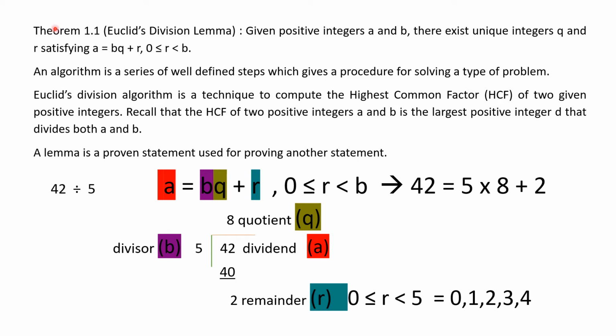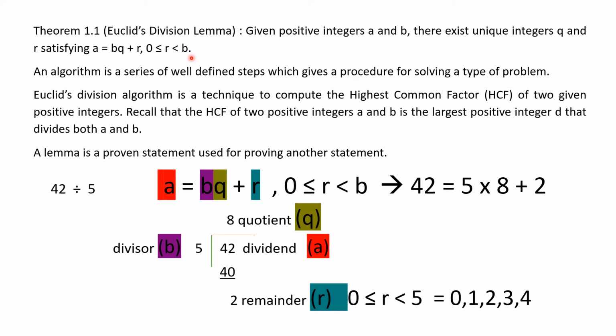In this video, we are going to see how to find out HCF using Euclid's division lemma. What is Euclid's division lemma? Given positive integers a and b, there exist unique integers q and r satisfying a equal to bq plus r, where r is greater than or equal to 0 and less than b. We have studied this in our lower standard.